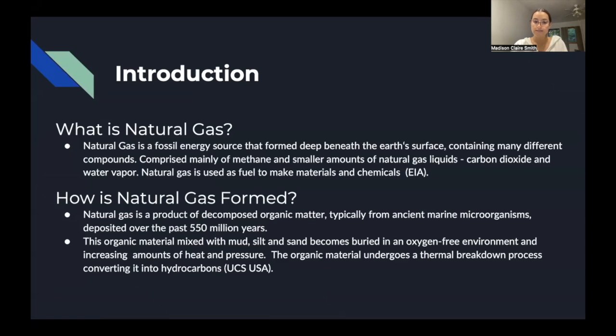How is natural gas formed? Natural gas is a product of decomposed organic matter, typically from ancient marine microorganisms that were deposited over the past 550 million years. So natural gas is a finite resource that we have. Basically, the process is that this organic material mixes with mud, silt, and sand. It becomes buried in an oxygen-free environment, and there are increasing amounts of heat and pressure that cause it to undergo a thermal breakdown process, converting it into hydrocarbons, which is natural gas.